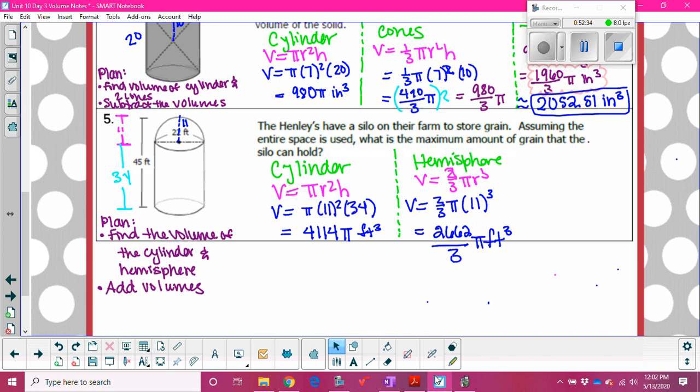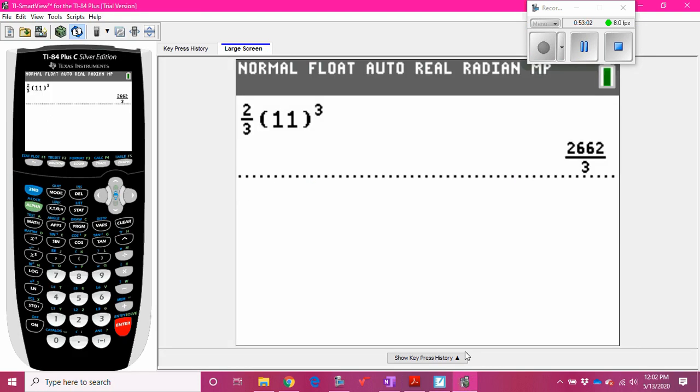Okay, so let's go look at the total. What we're going to do is add those two volumes together. I first want it in terms of pi, and then I want an estimate. So let's look at total volume. We are going to say 4,114 pi plus 2,662 over 3 pi. Let's go back to the calculator and see what that looks like. I'd already had 2,662 over 3, so I'm just going to add 4,114 to that.